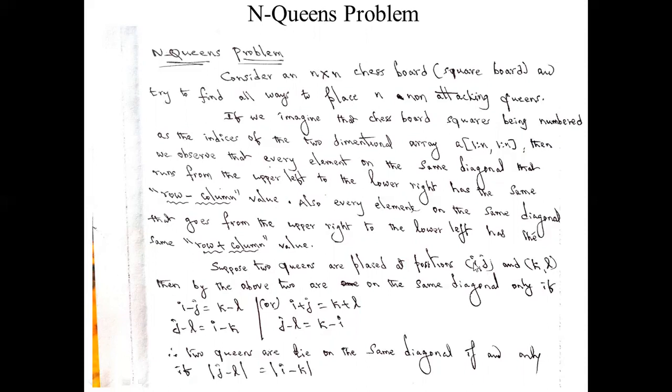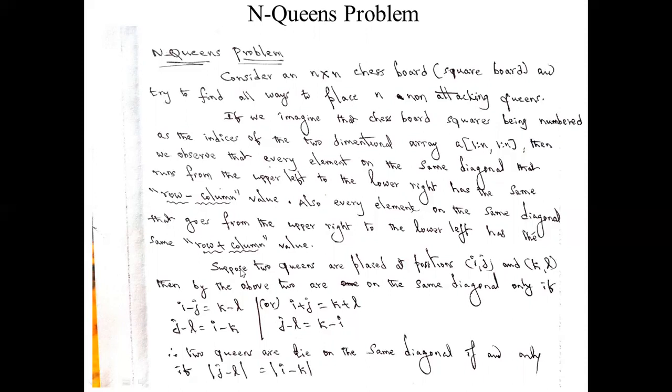Suppose one queen is there in ith row jth column, another queen is there in kth row lth column. So with respect to first diagonal, row minus column number should be equal. i minus j equals k minus l. Then bring column numbers one side and row numbers one side. If you bring column numbers one side, then j minus l equals i minus k. Bring k here and j this side.